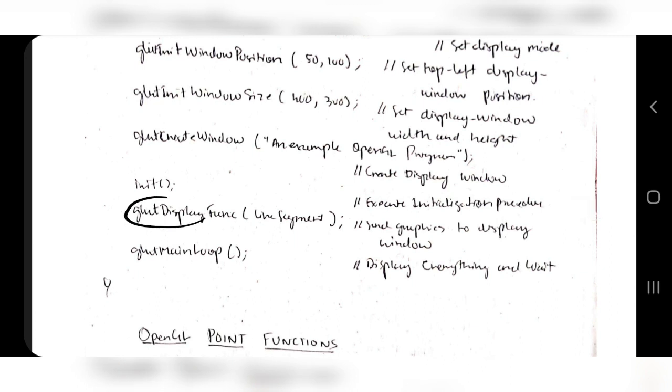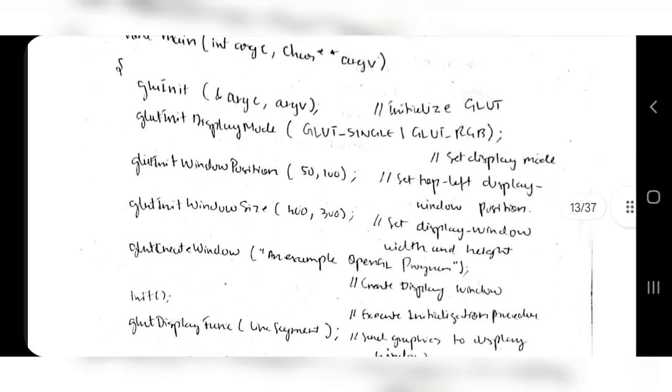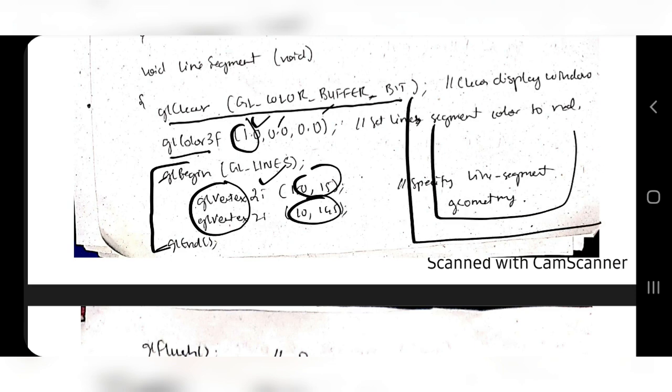And after that, glutDisplayFunc, lineSegment. So lineSegment is called here, and when we call the line segment, what happens is the color is cleared. After that, the color is set to red, because in RGB, R is 1, the rest 2 are 0, so the color will be red. And we are beginning this function. Within begin and end, we have to write these two things, vertex 2i, 180 15 and 10 145. Okay, so what happens is, in the display function here, these two pixels will be marked here, and since it's the line function, a line will be made in between, okay.